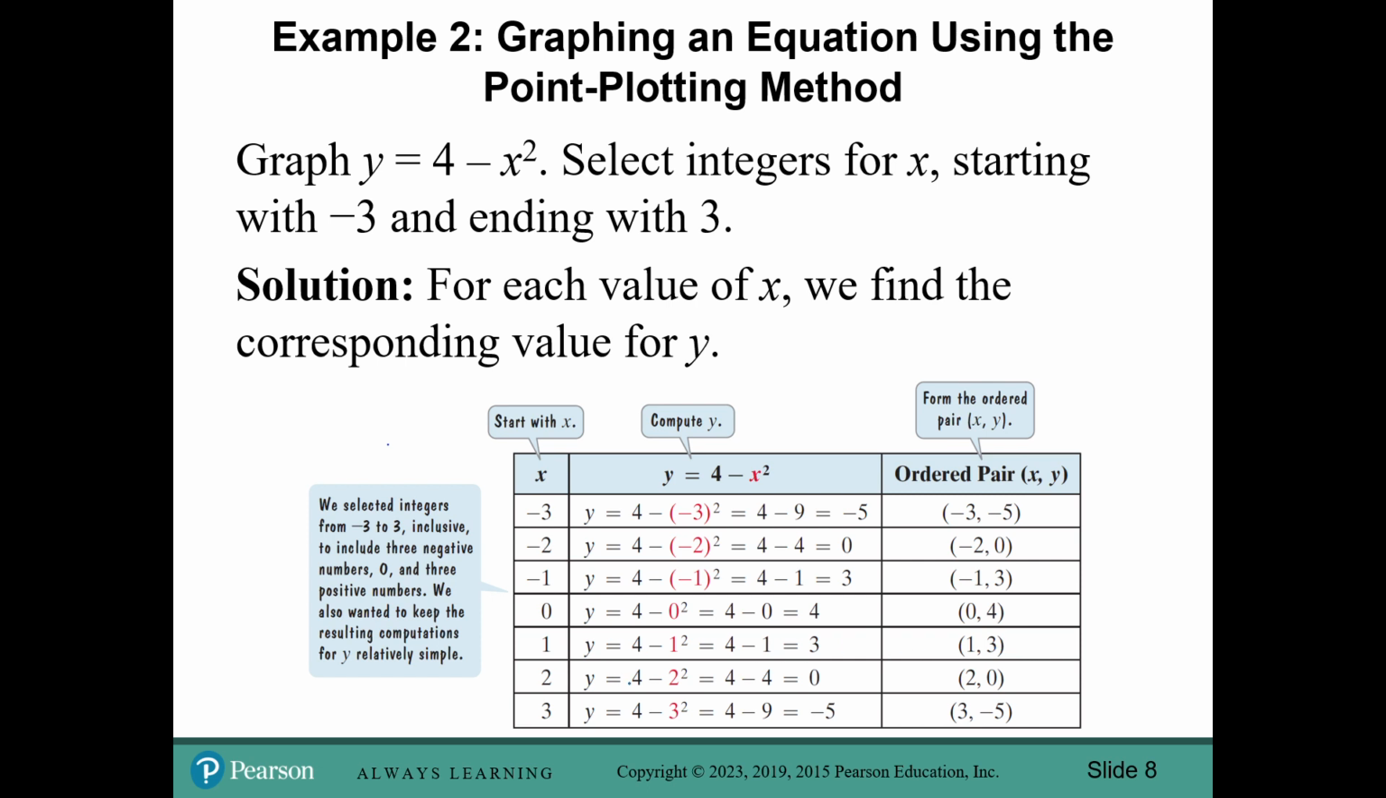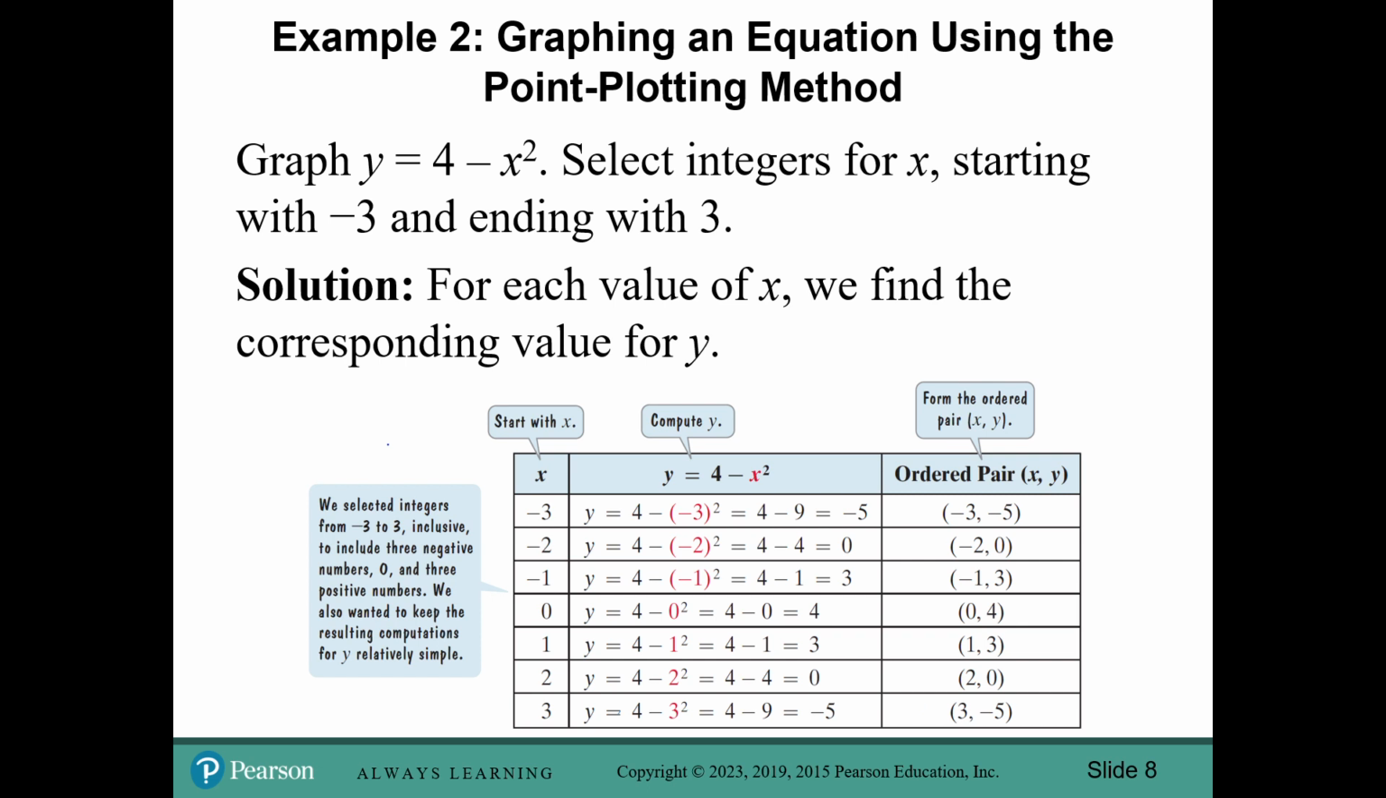We plug in the 2 for x next. 4 minus 2 squared equals 4 minus 4, which is 0. So we have the coordinate point 2, 0. Next, we do y equals 4 minus 3 squared, because we plug the 3 in for the x, which is the same as 4 minus 9, which simplifies to -5. So we have the ordered pair 3, -5.